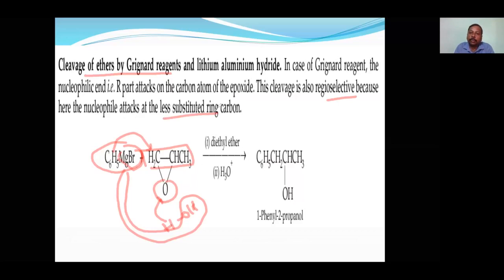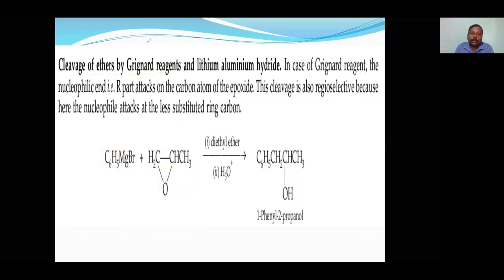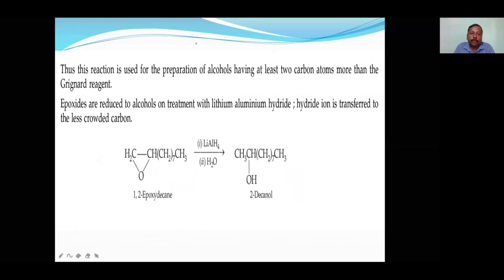Again, it is less substituted only. That is called regioselective. If you don't have an idea about regioselective, then I will explain. So this reaction is used for preparation of alcohols having at least 2 carbon atoms, because our Grignard reagent also will have 2 carbon atoms. But epoxides are reduced to alcohols with lithium aluminum hydride followed by hydrolysis, at the crowded carbon.